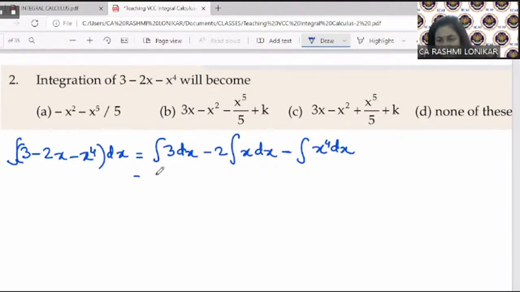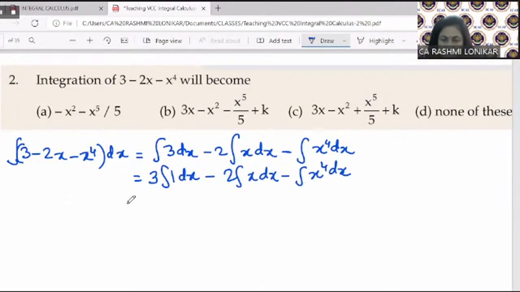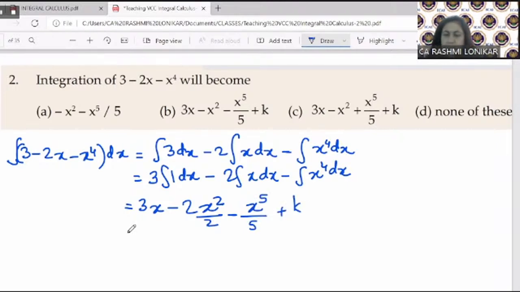What will this be? This will be 3 integral of 1 dx minus 2 integral x dx minus integral of x raised to 4 dx. 3 integral of 1 dx I know is 3x, minus 2 times x raised to 2 upon 2, minus x raised to 5 upon 5, plus k. This 2 will get cancelled with this 2. We have 3x minus x square minus x raised to 5 upon 5 plus k.